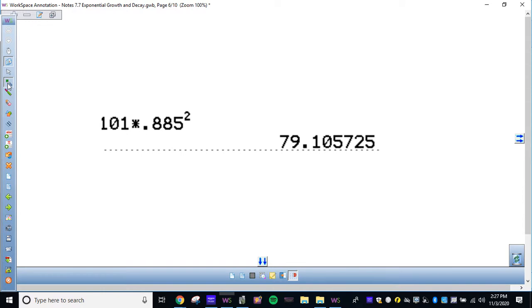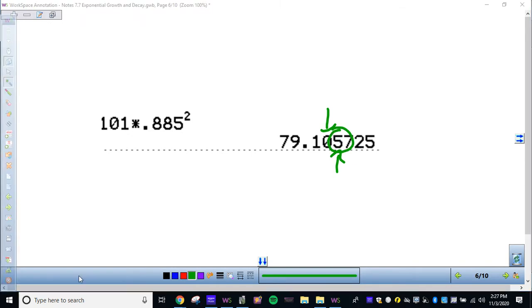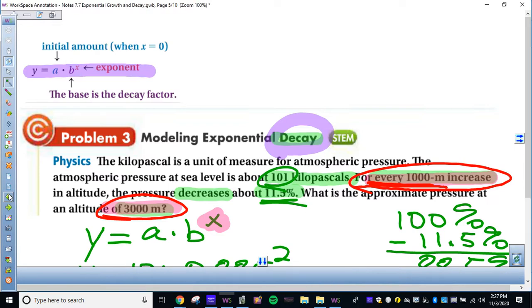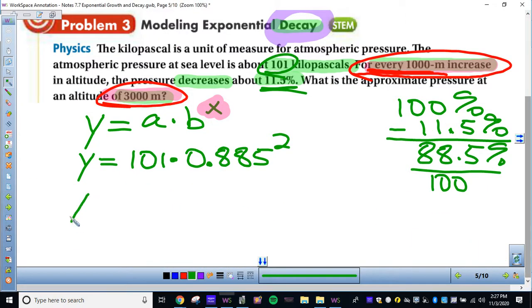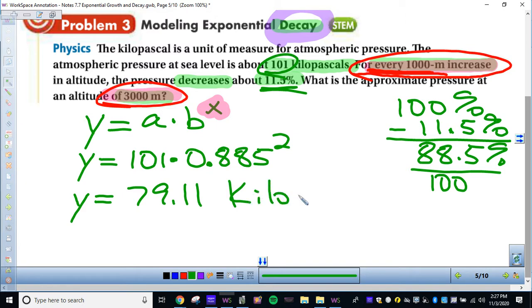So if we're rounding to hundreds right here, we look at the one after the hundreds place, and that little thing, 5 and above, give it a shove. So our answer is going to be 79.11. Okay, just reviewing that whole rounding concept again. So, what is the approximate atmospheric pressure at 3,000 meters? The approximate atmospheric pressure is 79.11 good old kilopascals.